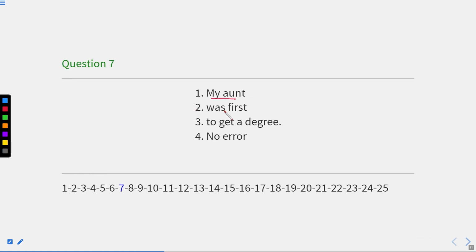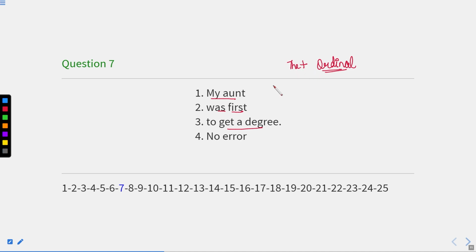My aunt was first to get a degree. Now whenever we have any ordinal numbers, we have two kinds of numbers. One is ordinal, another one is cardinal. Ordinals are first, second, third, fourth, and so on. Whereas if we talk about 1, 2, 3, 4, and so on, those are cardinal numbers. Before every ordinal number, we always use the.